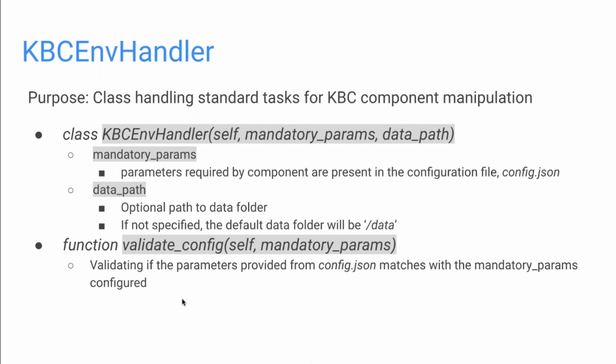I'm going to list out a few useful functions in this class. One of them is validate config. In our template, there's also a function called validate config. Once we put the mandatory parameters in here, it will validate between the config JSON and the array of mandatory parameters. If it's missing, then the component run will fail.